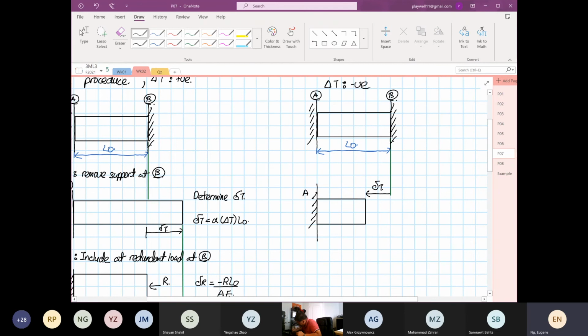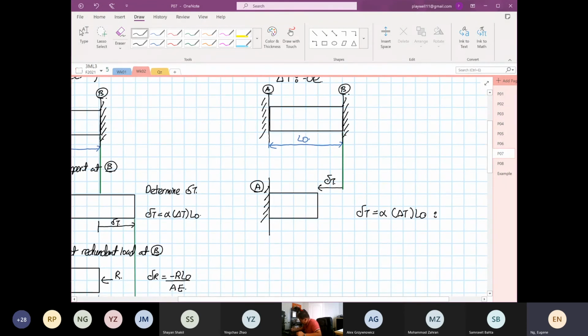So this is our point A. When we remove the support again, the deflection due to temperature is equal to alpha delta T L naught. And now we know that for this case it's going to be negative. For the other cases, an increase in temperature will be positive.